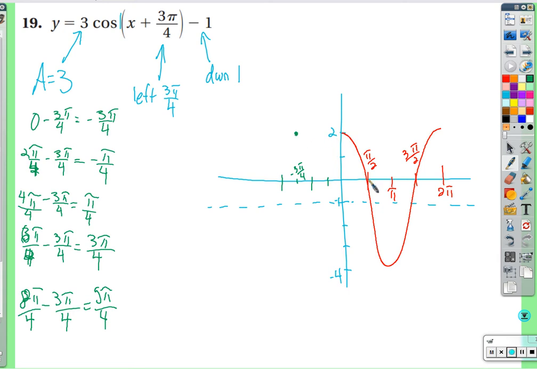So this point that was at 0 moves over here. This guy from pi over 2 moves to the left to negative pi over 4. This guy moves to the left to pi over 4. Here's pi over 4. This one moves over to 3 pi over 4, that's going to be right here, at the midline. I'm putting those dots in the wrong place. They should be on the midline. Back up here, this point that's right here should shift over to 5 pi over 4, so that'd be right here.